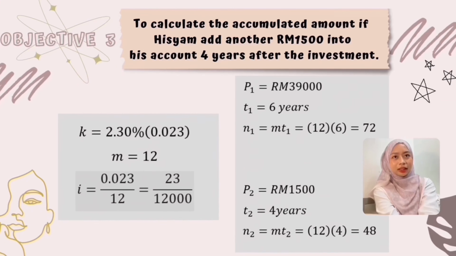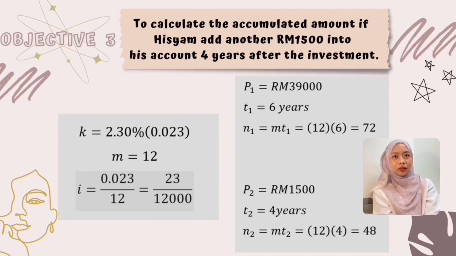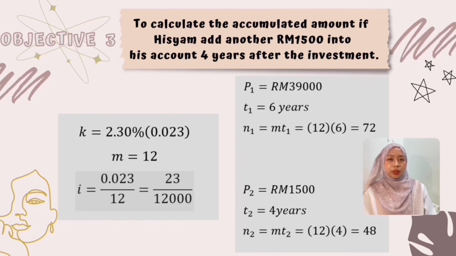To calculate the accumulated amount if Hisham adds another 1,500 into his account 4 years after the investment. So, K equals 2.30%, M equals 12, I equals 0.023 per 12, equals 23 per 12,000. P1 equals 39,000 ringgit. T1 equals 6 years. N1 equals MT1 equals 12 multiplied by 6 equals 72. P2 equals 1,500 ringgit. T2 equals 4 years. N2 equals MT2 equals 12 multiplied by 4 equals 48.